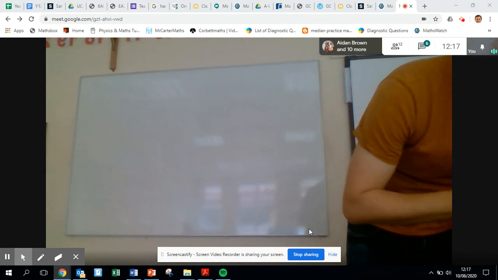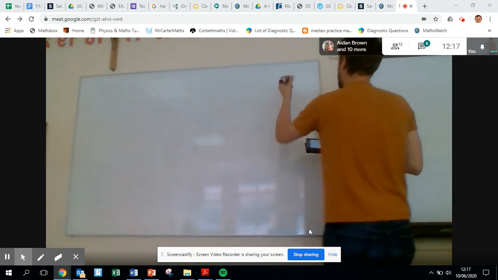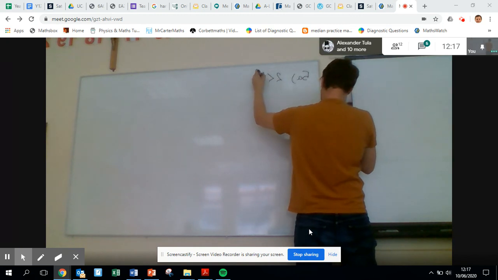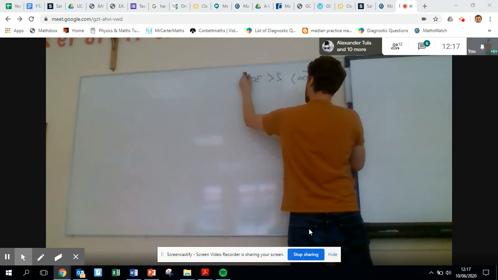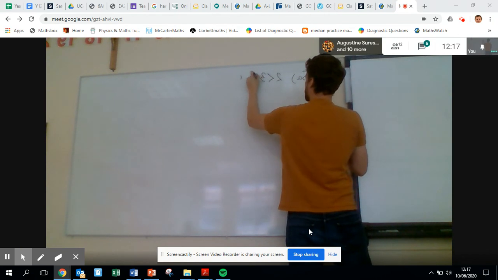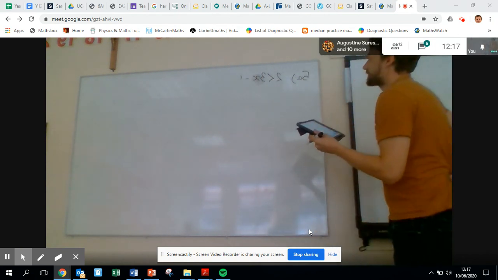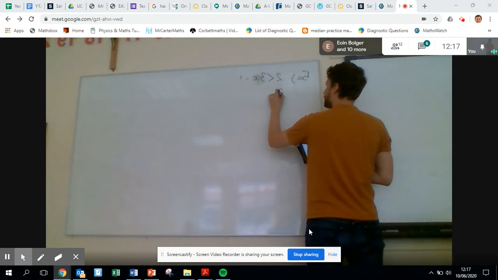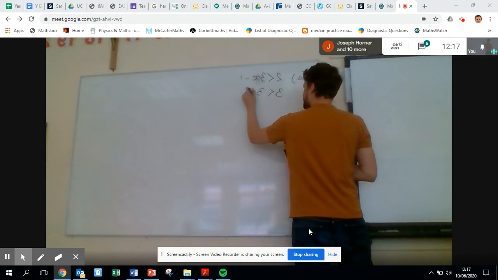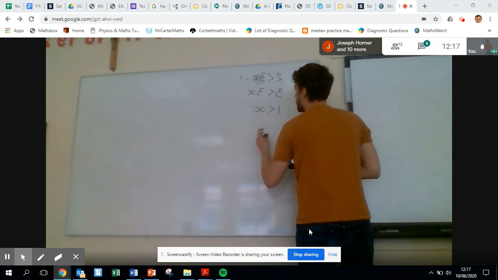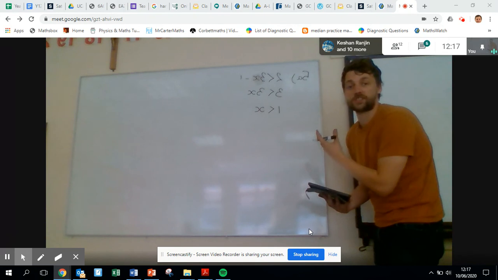5A, we are solving 2 is less than 3x minus 1. So again, we're going to solve it as you would an equation. Add 1 to both sides, gives me 3 is less than 3x. Divide both sides by 3, 1 is less than x. This is a perfectly fine solution.